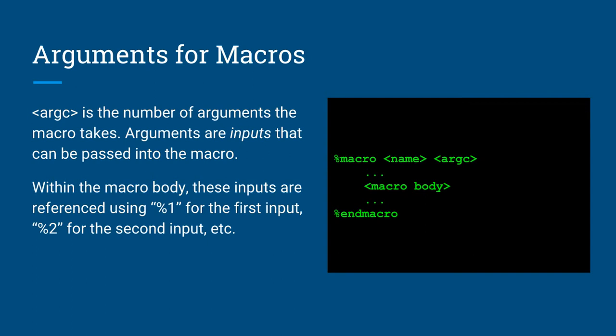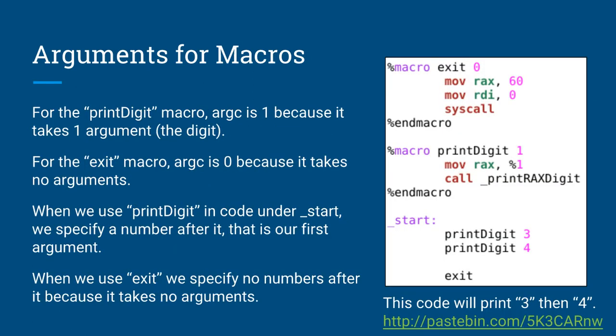So argc is the number of arguments that the macro takes. The arguments are inputs that can be passed into the macro. Within the macro body, these inputs are referenced using %1 for the first, %2 for the second, etc. So here I wrote a print digit macro. As you can see at the top of the code, we've got the exit macro again, but then I made a print digit macro, and I put 1 instead of 0, because this takes 1 argument. So what I do is I move into the RAX register %1, because like I said, that lets you get your first input. Then I call print RAX digit.